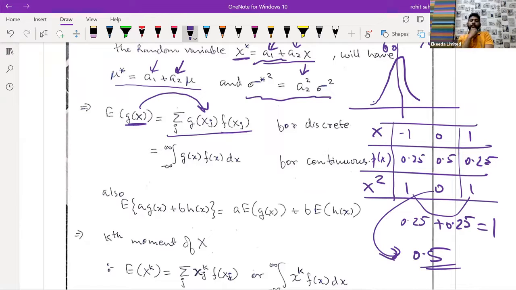Like यहाँ पर आप देखो, x equal to -1 has a density of 0.25, x equal to 1 has also a density of 0.25. So overall, it just gets multiplied with that.